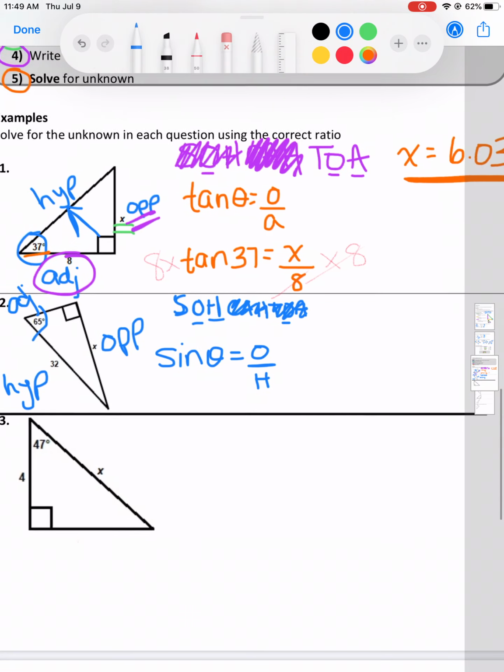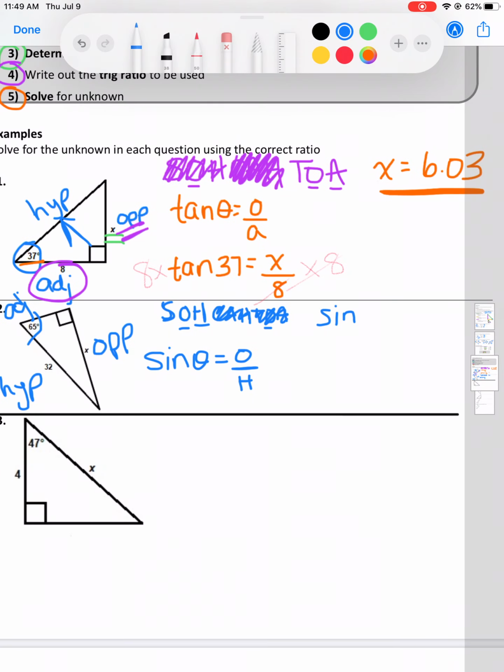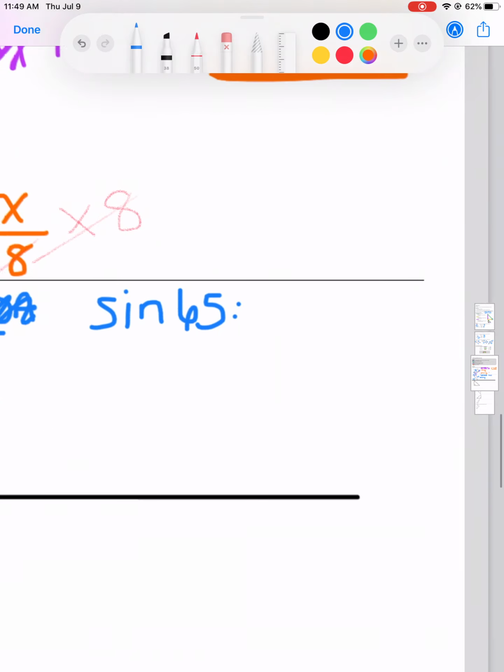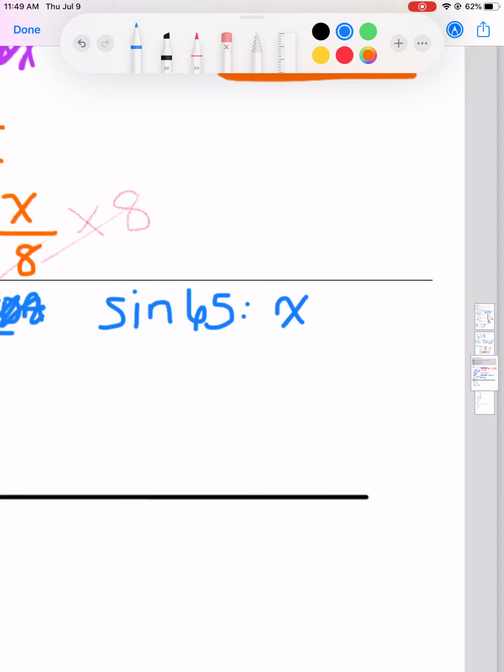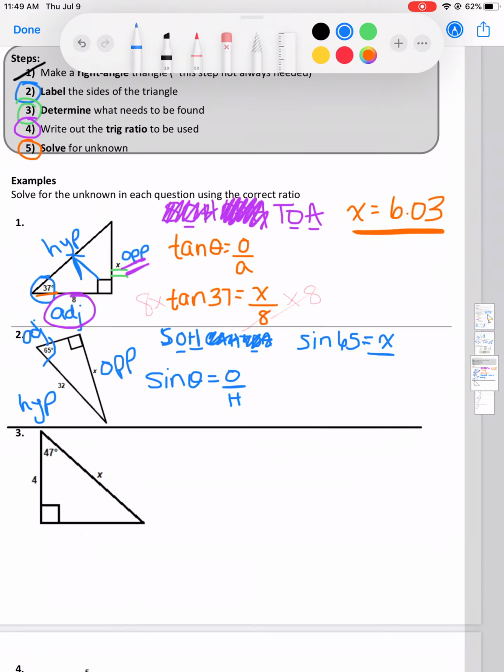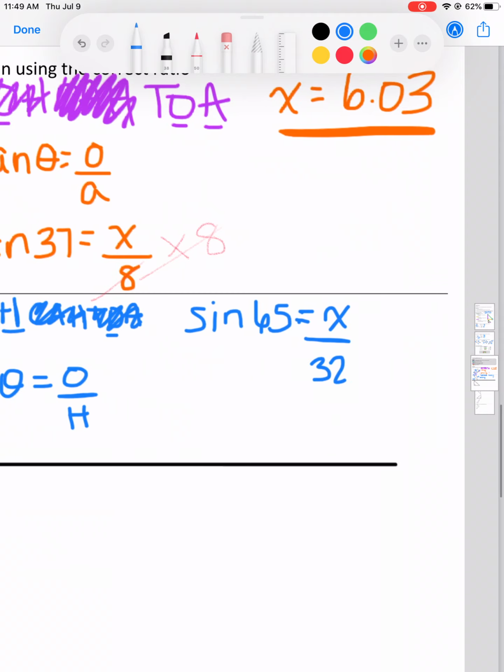Okay, let's start putting stuff in. Sine theta, so 65. What's my opposite? X again. 32. Same idea, guys. We got to solve for x. This is being divided by 32, so the opposite is multiplied by 32, which crosses those two out. So 32 times sine 65 is 29. Boom. Okay.